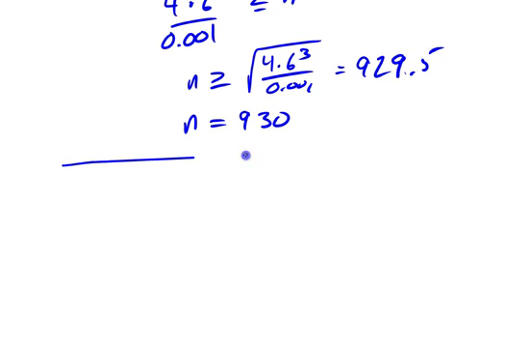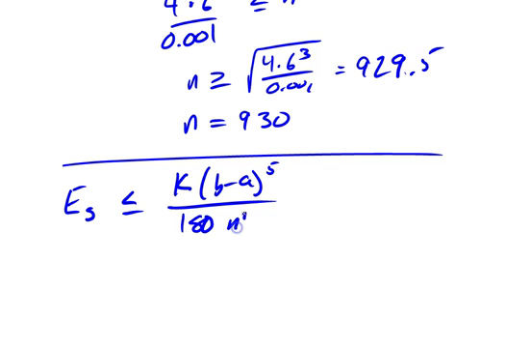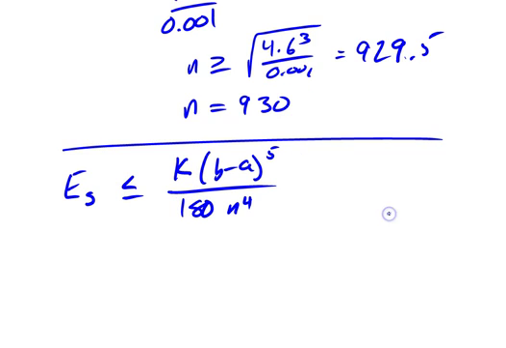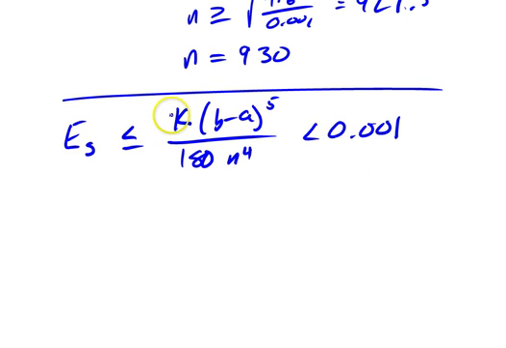The thing that I know with Simpson's Rule is that the error for Simpson's Rule is always less than or equal to k times (b minus a) to the 5th power over 180 n to the fourth power. And k this time is an upper bound on the fourth derivative. We want this to be less than 0.001 so that the error will be less than 0.001. So let's get a sense of what k is now.